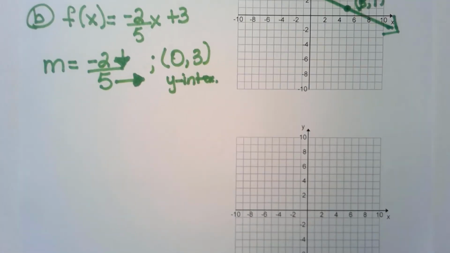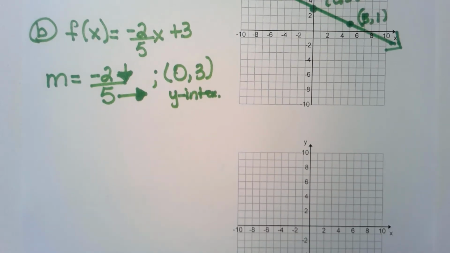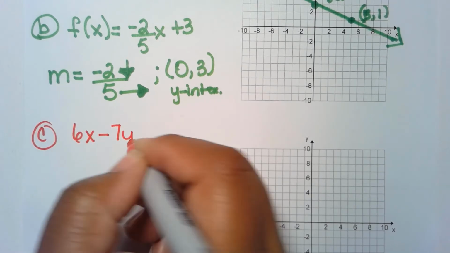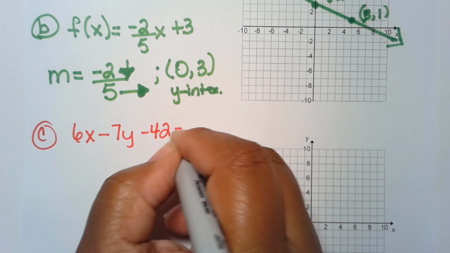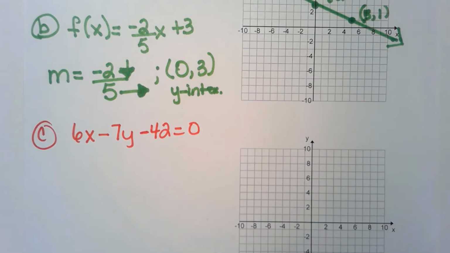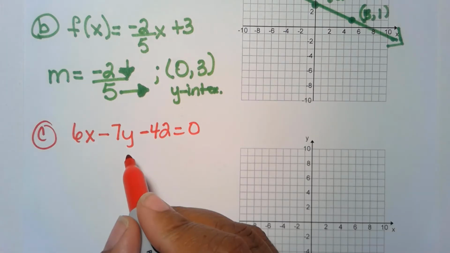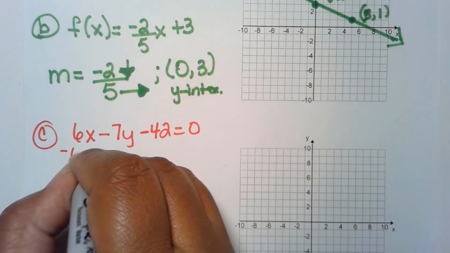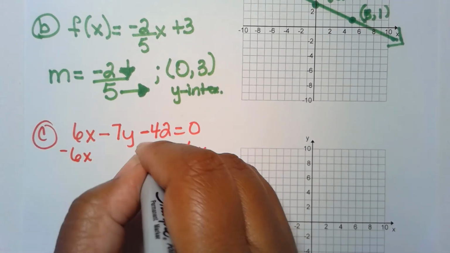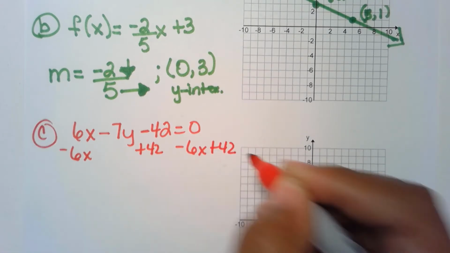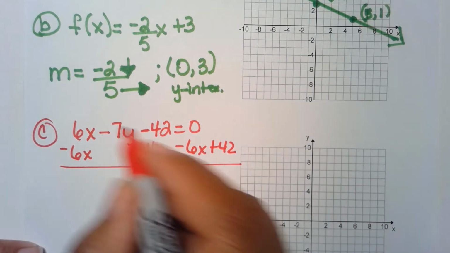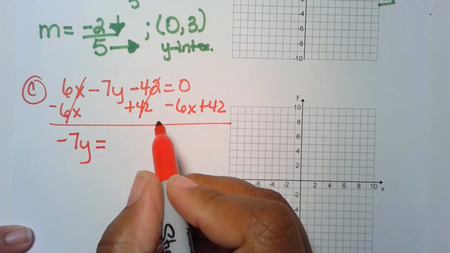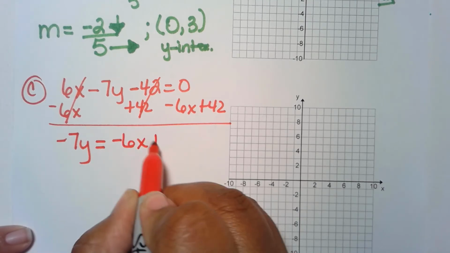Let's do one more example. We have here 6x minus 7y minus 42 equals 0. We want to write this in slope-intercept form, meaning we want to convert this equation and solve for y. So we're going to subtract the 6x to both sides, and then we're going to add 42 to both sides. So on the left-hand side, we have negative 7y. On the right-hand side, we have negative 6x plus 42.